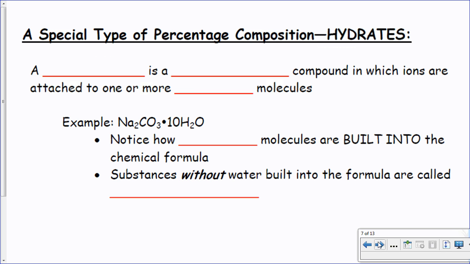So there's one other situation where we would do percent composition. It's for hydrates, and we're probably going to be doing a lab on this. A hydrate's a special type of compound. It's usually crystal, in which ions are attached to one or more water molecules. So this little dot in their formula tells us that there are water molecules built into the formula. Things that don't have water molecules are called anhydrates. So these are hydrates. They have water in their formulas.